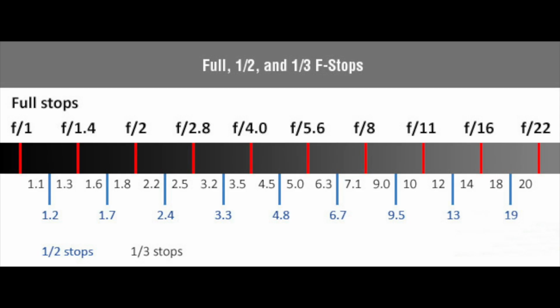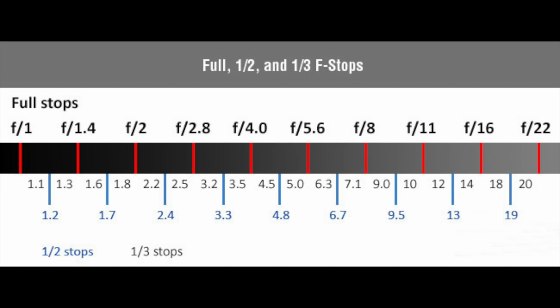As we go to the higher numbers, from 2.0 to 4, we are letting in half as much light as we go up the scale. 5.6 lets in half as much light as 4.0. 8.0 lets in half as much light as 5.6, and so forth. Going the opposite way, for example, from 16 to 11, we are letting in twice as much light. We refer to those aperture numbers as f-stops.